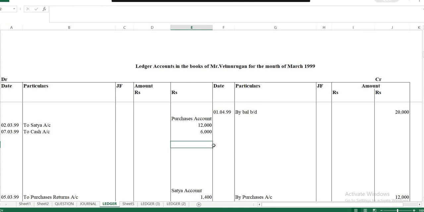Purchases account, if you see, you have only a debit balance. Purchases account will always have a debit balance only. So how will you be closing? 12,000 plus 6,000.